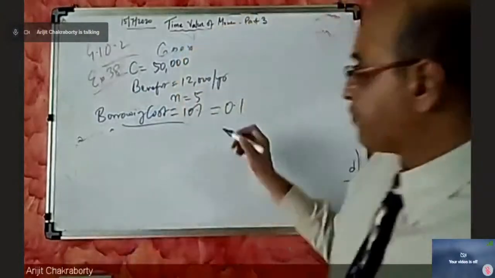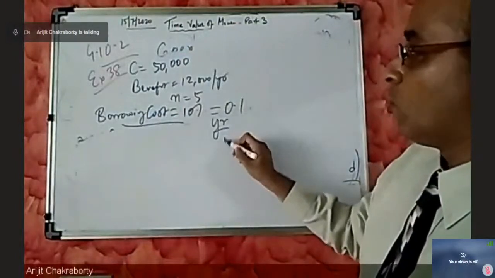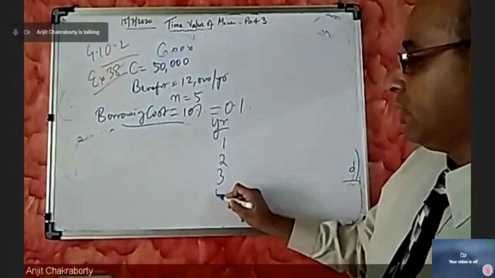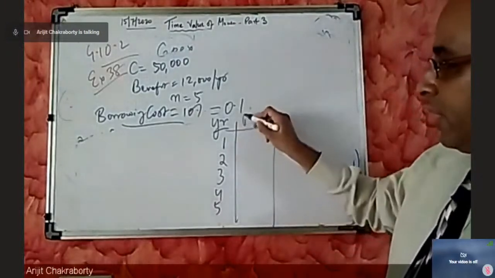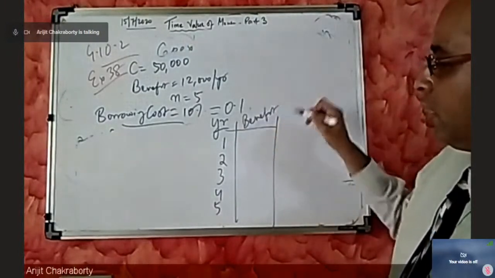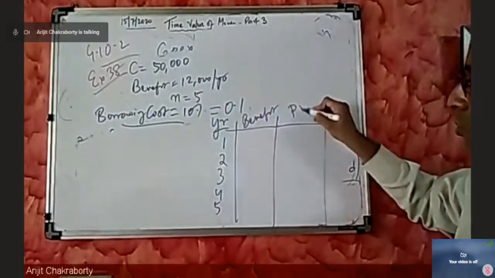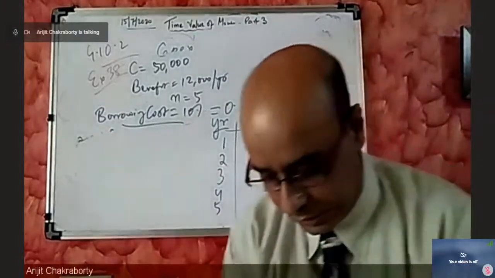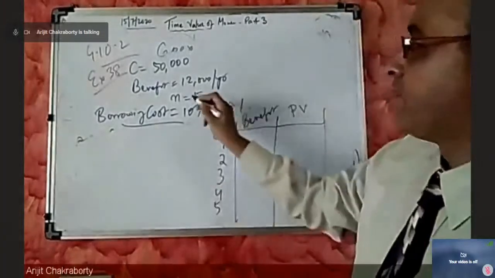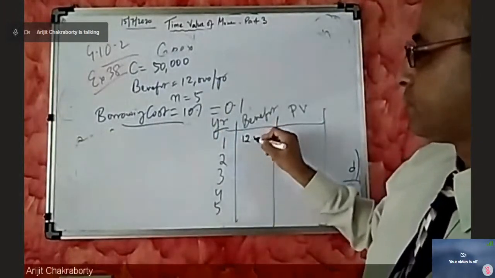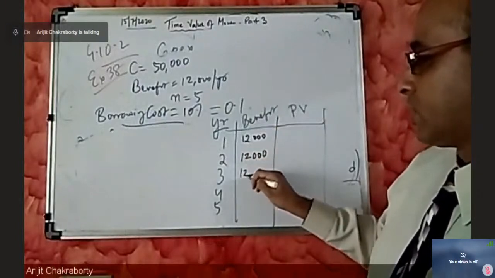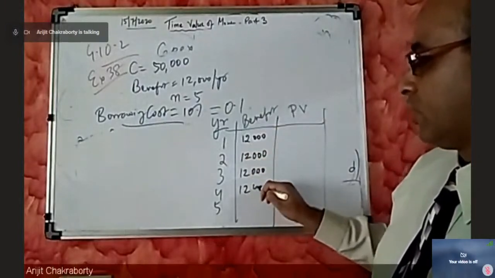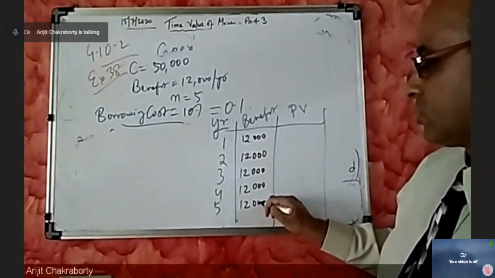Okay, so once again the table, year 1, 2, 3, 4, 5. This is the benefit and the present value. First year benefit is 12,000. Second year benefit 12,000. Third year 12,000. Fourth year 12,000. Fifth year 12,000. Very good.